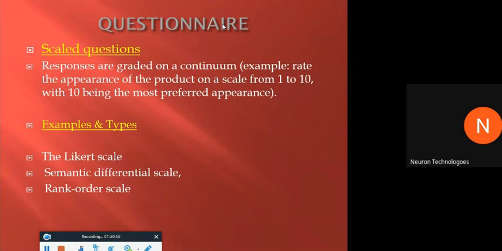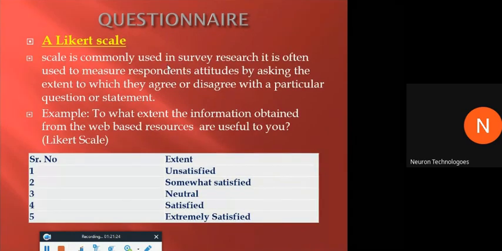So if he says yes, it means that he loves to visit the library. But on the other hand, if he just clicks on one, it means that his priority is very low. So in this way, we can basically get the trend and we can come to know the tendency of the respondent as well. Examples and types: you can see Likert scale, semantic differential scale, rank order scale.